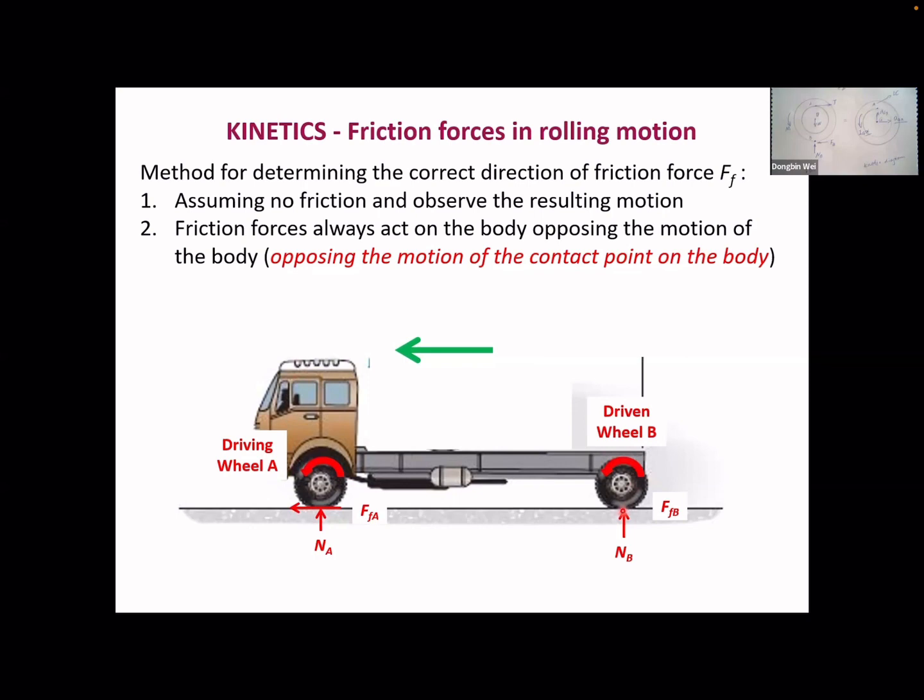Okay, if no questions, now let's have a look at the friction force direction at point B here. And this is not a driving wheel. Same steps. Assume no friction between this wheel and the ground. This vehicle is moving forward. Okay? If no friction, what will happen?